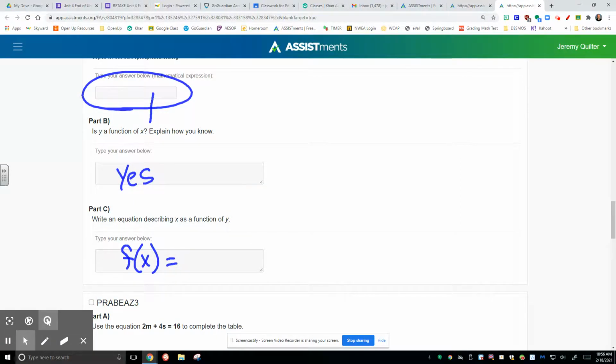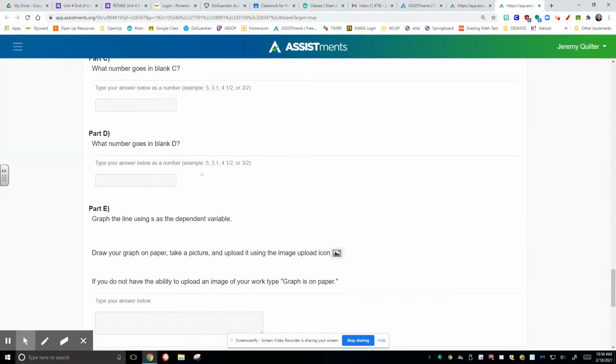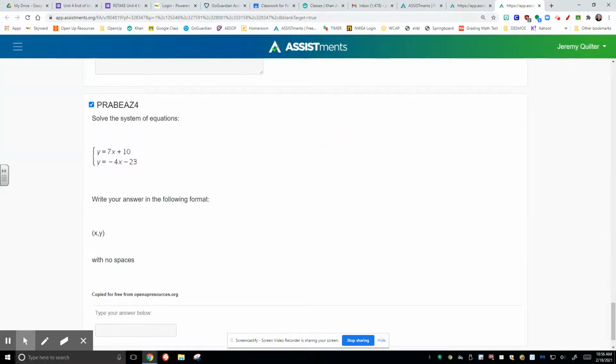We can skip over number 3 and go here to number 4, where you need to solve this system. I'm going to continue to put these on here because we need to talk about the value of substitution. When we look at these two equations, we see that both equations are equal to y. That means that both equations would have the exact same value for y. The question is asking to solve the system of equations. That means we're asking, when will these two lines intersect? When will the x value be exactly the same? When will the y value be exactly the same?